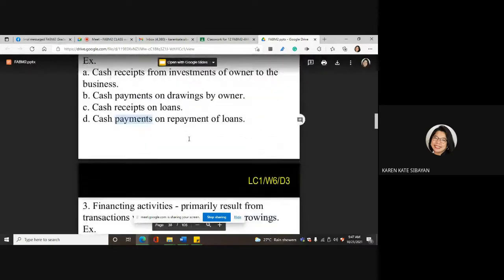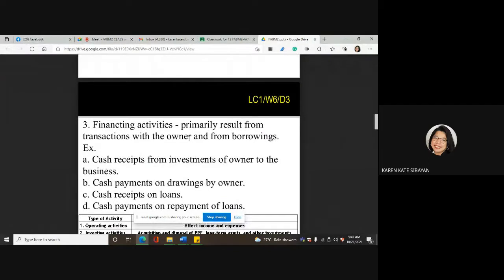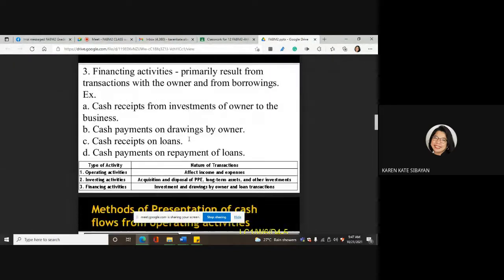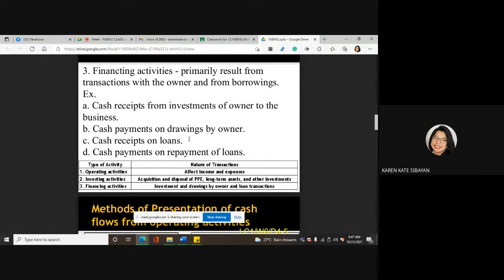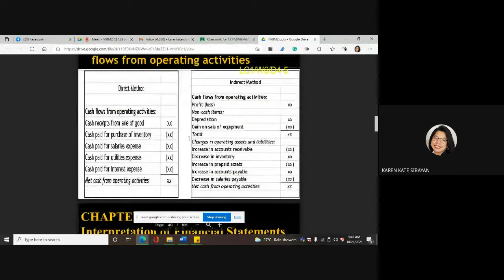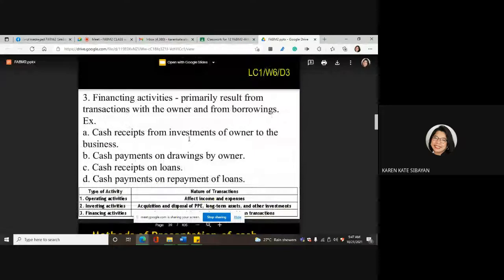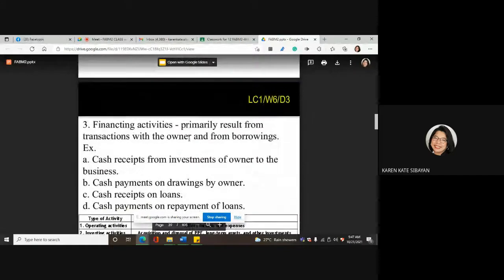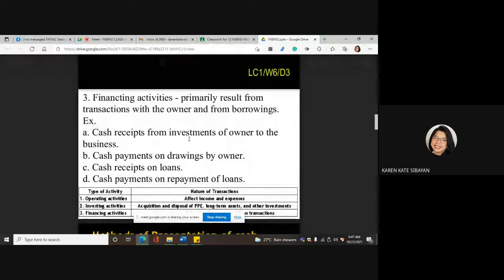Nasa na ba? Financing activities. Naulit ata to. Ayan. So anyway, naulit ito.